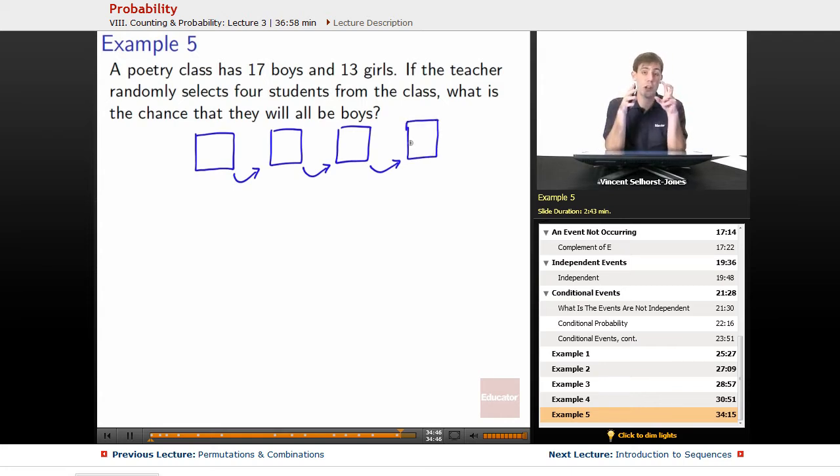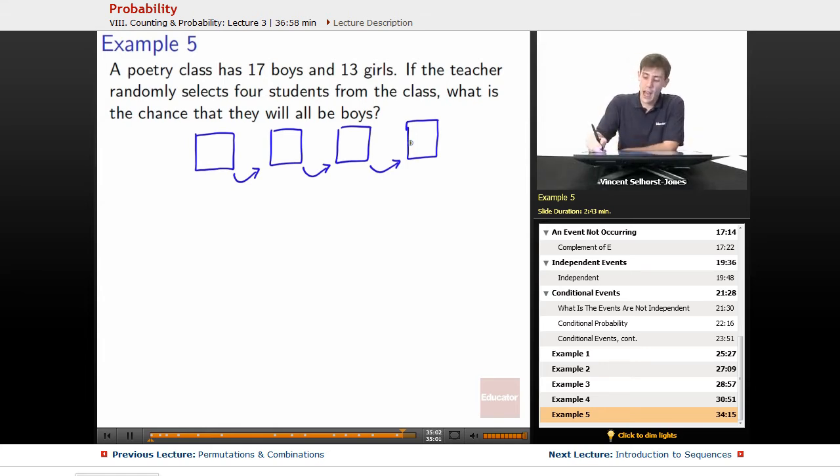So what we do is we figure out the probability of the first thing, then we multiply it by the probability of the second thing, assuming that first thing. Then we multiply that by the probability of the third thing, assuming those first 2 things. And then we multiply that by the probability of the fourth thing, assuming those first 3 things. That's how conditional probability worked when we talked about it earlier.